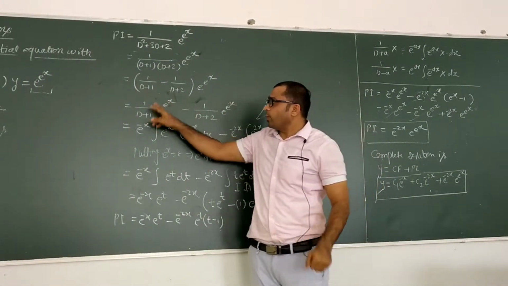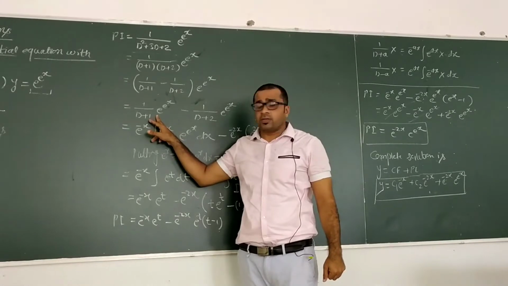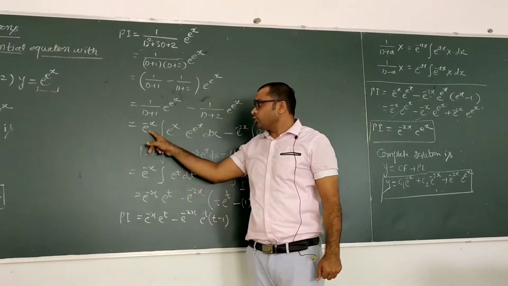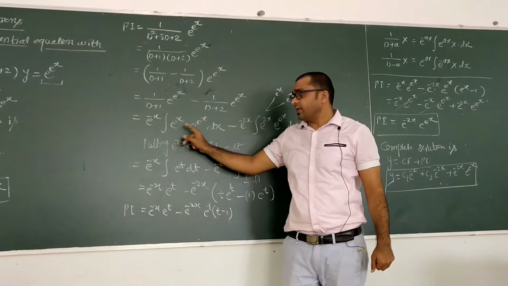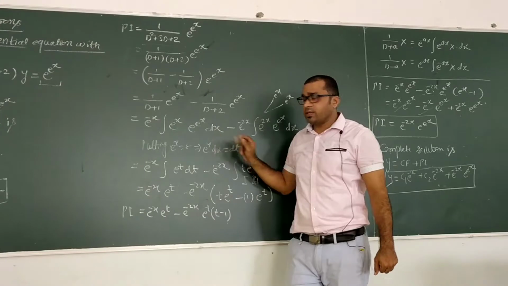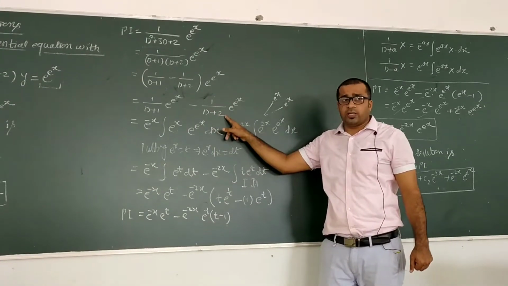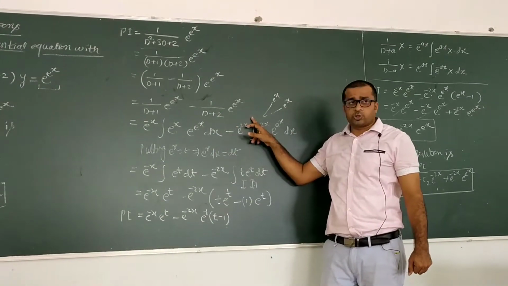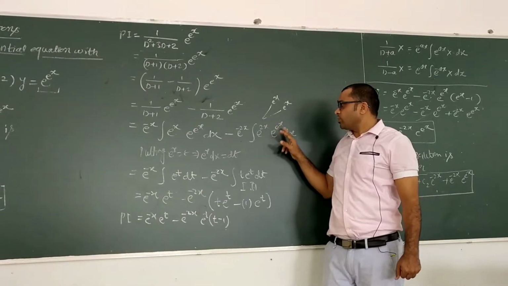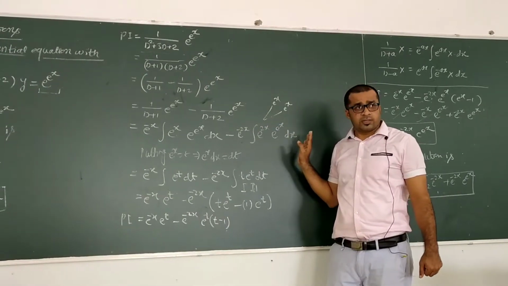Okay, so 1 upon D plus 1, the formula will be e raised to the power minus x, integration of e raised to the power plus x, then it is this part e raised to the power x into dx. The same we apply here for 1 upon D plus 2: e raised to the power minus 2x, integration of e raised to the power plus 2x, e raised to the power x into dx.